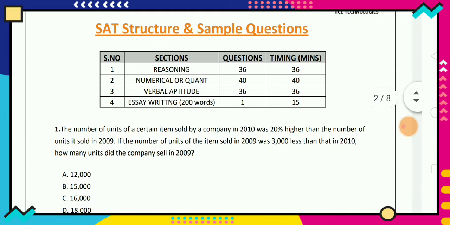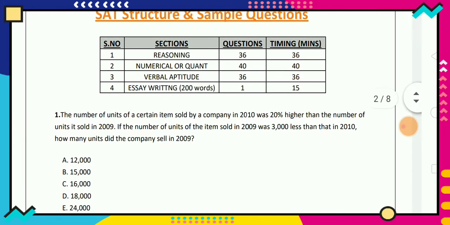Today only I wrote my HCL SAT exam, guys. I usually speak in Tamil language.